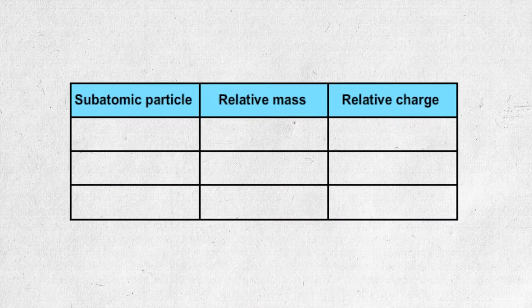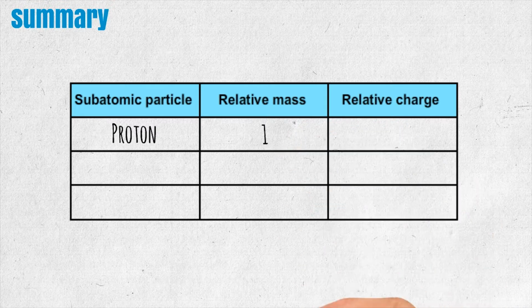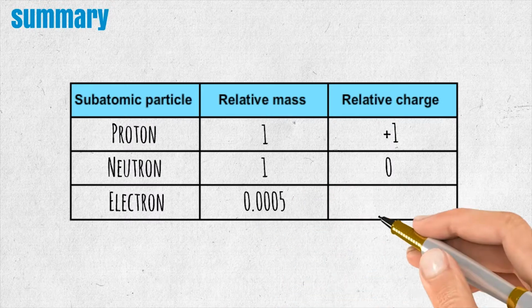So now let's summarize the properties of the neutron, proton, and electron. The proton has a relative mass of 1 and a relative charge of +1. The neutron has a relative mass of 1 and has no overall charge. The electron has a relative mass of 0.0005 and a relative charge of -1.